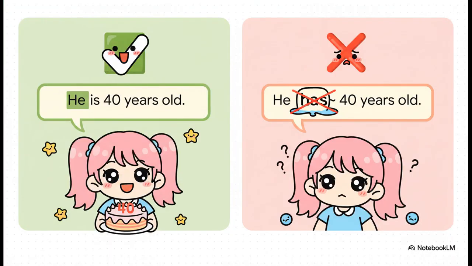Okay, here it is. This is probably the most important takeaway from this whole explainer. In English, we are an age. We don't have an age. So that sentence from the beginning, she have 25 years old, is wrong. The correct way to say it is she is 25 years old. If you remember one thing today, please let it be this.